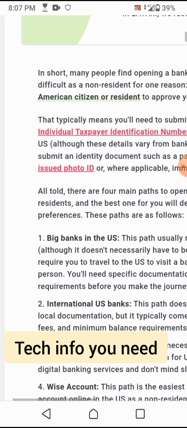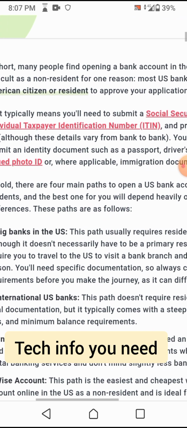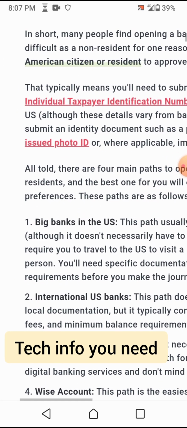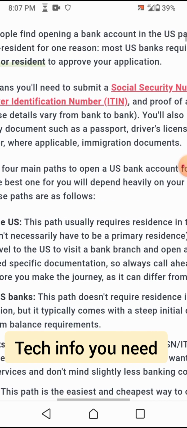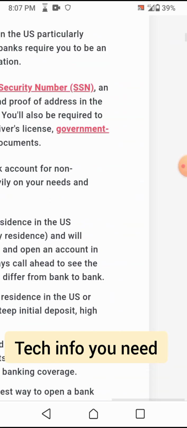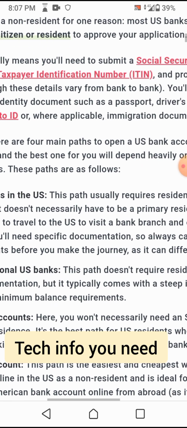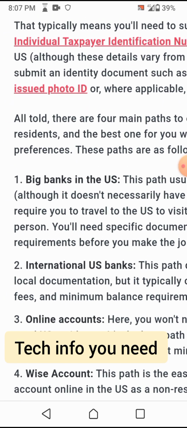All told, there are four main paths to open a US bank account for a non-resident, and the best one for you will depend heavily on your needs and preferences. These paths are as follows. Number one, big banks in the US.